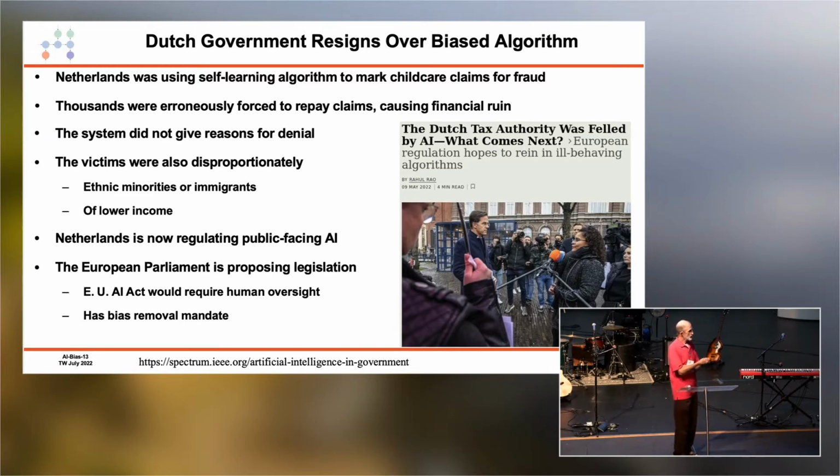And anyway, the Netherlands is now regulating public-facing AI. The European Parliament is also proposing legislation. The way these parliamentary systems work, the government fell, and a lot of ministers got shuffled around. Some lost their jobs, some had to earn a new job. It's inconvenient, right? But I think the same prime minister's back. But it got their attention, let's just say.